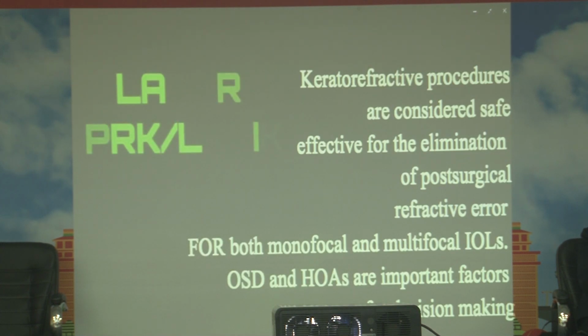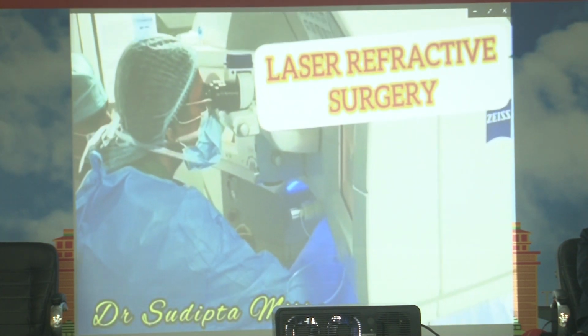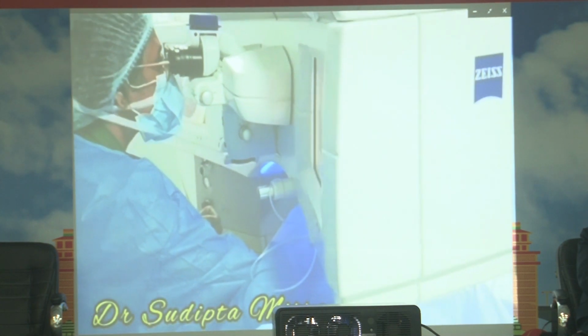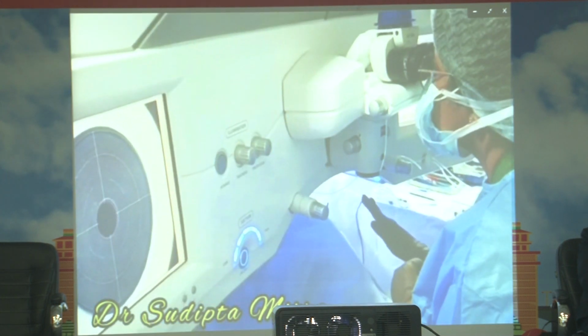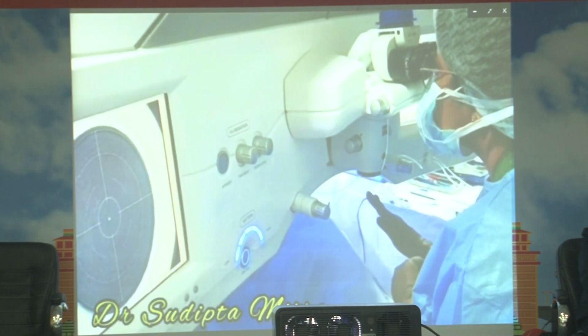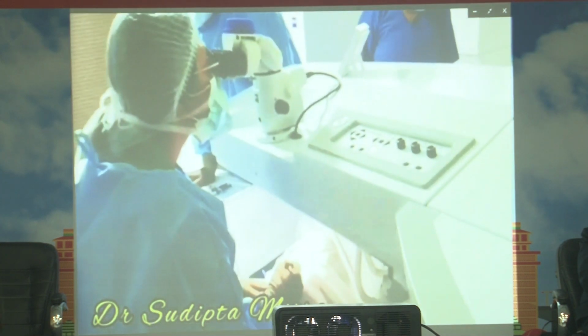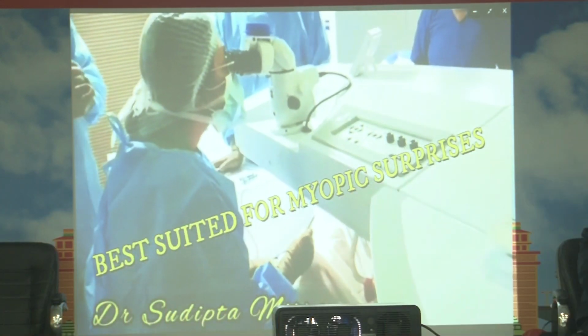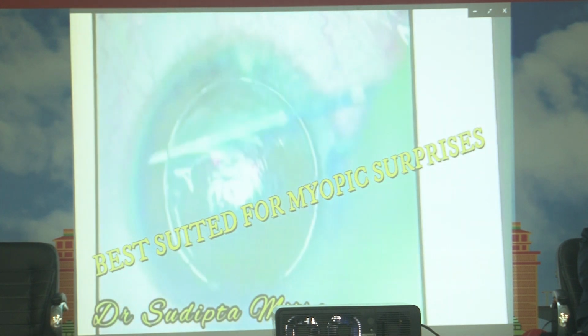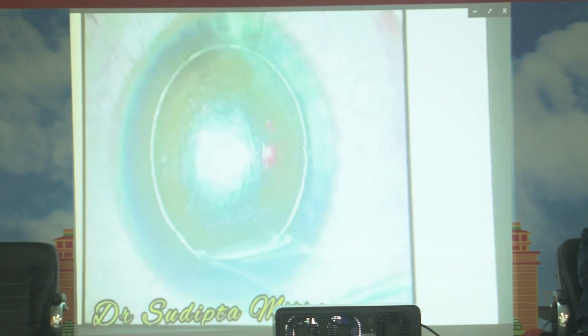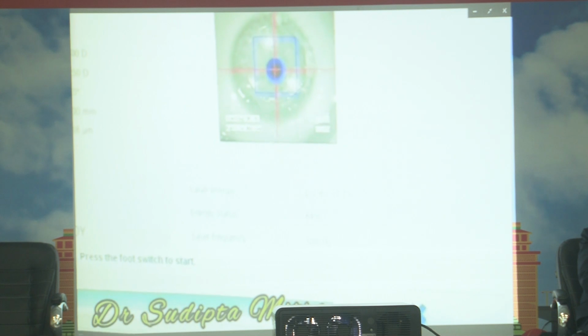The next method is laser, PRK or LASIK. Photorefractive procedures are very good when you have higher order aberrations, but keep an eye out for OSD, ocular surface disorders. They are very effective for elimination of post-operative surprises, and especially with femto laser correction, LASIK, it is much better because this is a very good procedure and best suited for myopic surprises, where we create a flap with a hinge and with the tracker system.